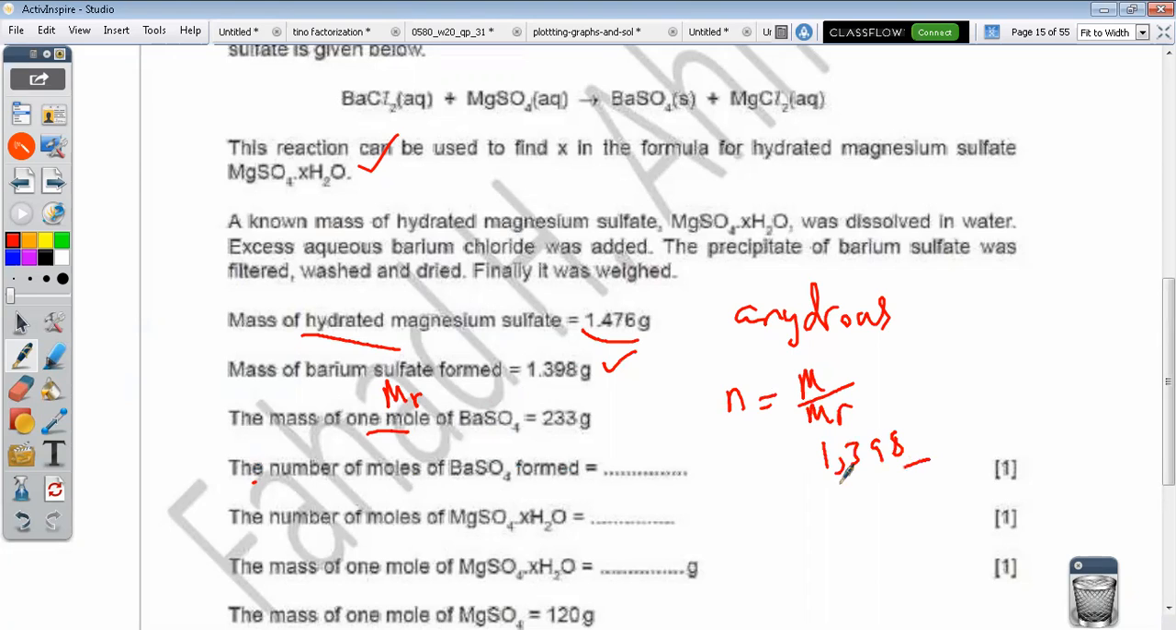1.398. What is the MR we are given? The mass of 1 mole, 233. What do you get? Use your calculator. Simply mass formed divided by the MR. That's how easy the first part is, 1 mark. What do you get? You get 0.006. Look at this, it's 1.398, one point. So it's 0.006. Clear?